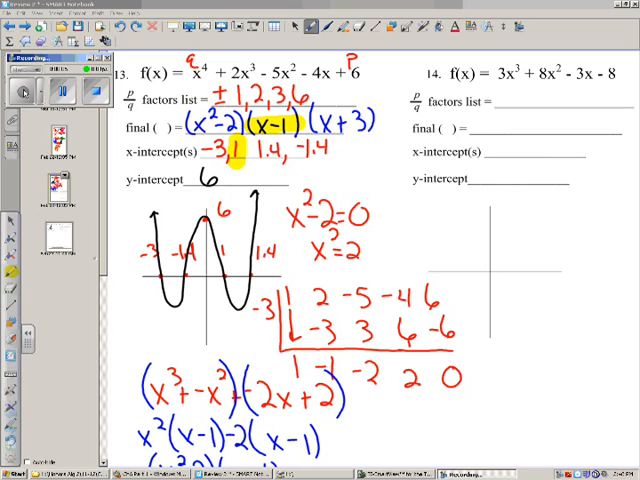Number 14. Number 14 is factorable. That's great because I'm getting tired of the synthetic division. So since it's factorable, I don't need to do my P over Q list. I'm just going to go straight to grouping.